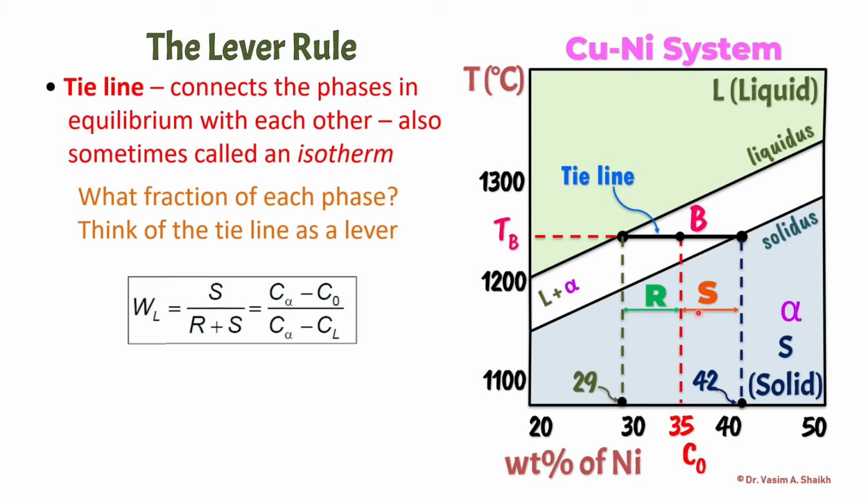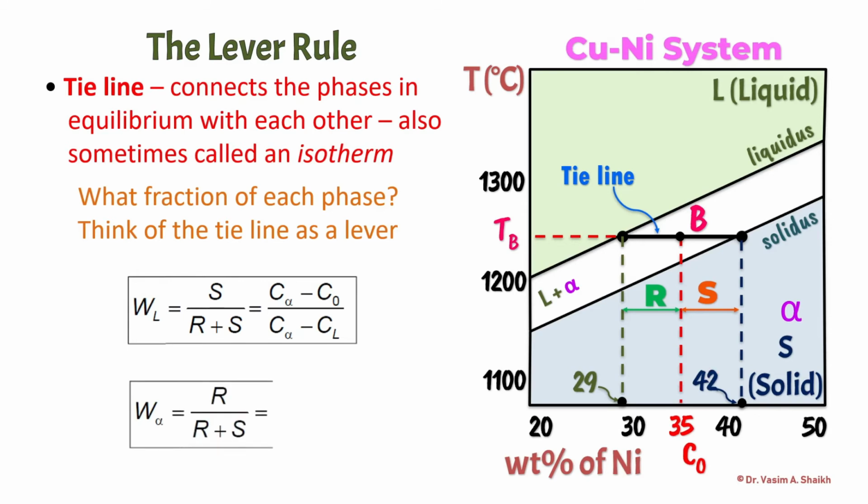So now we need to subtract that, 42 minus 35, and then see what R plus S is. R plus S is nothing but C alpha minus C liquid, that is, the composition of liquid, which is 29. So the numerator is 42 minus 35 and the denominator is 42 minus 29. Now let us see what we get when we calculate that in the next slide.